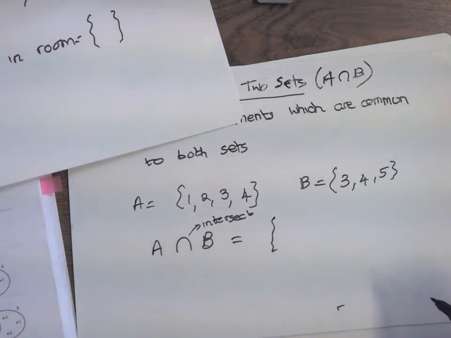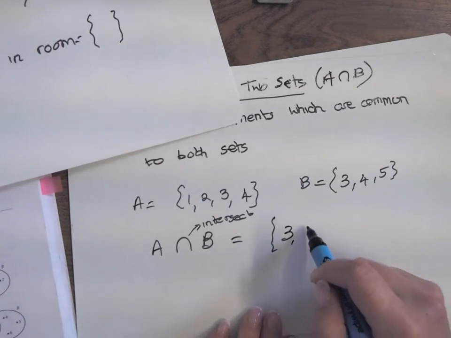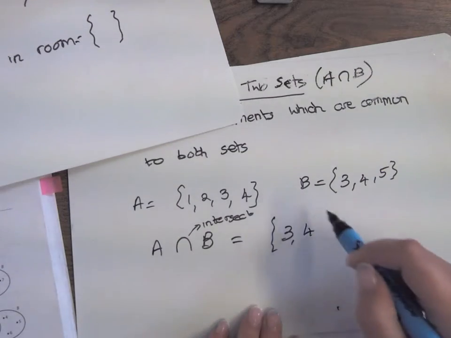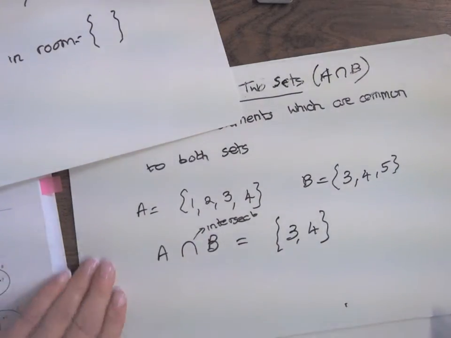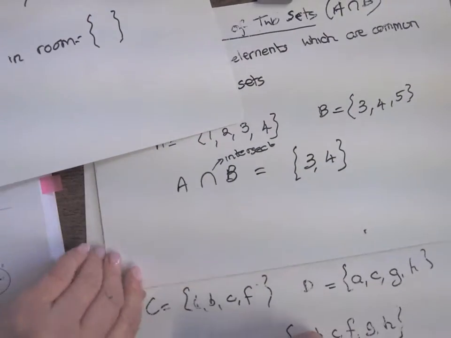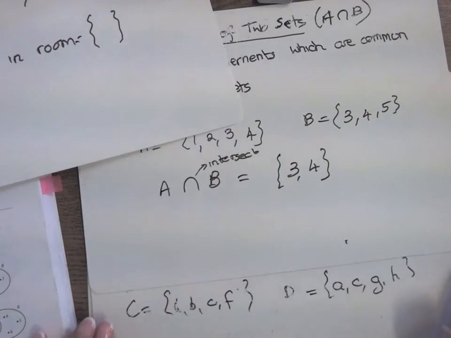So what's my answer? What elements are in both sets? Is 1 in both sets? No. Is 2 in both sets? No. 3? Yeah. And 4? Yeah. And then there's a 5 in B, but that's not in A. So just the answer is 3 and 4. Is that okay? Now, this is another example. So C is A, B, C, F. D is A, C, G, H.